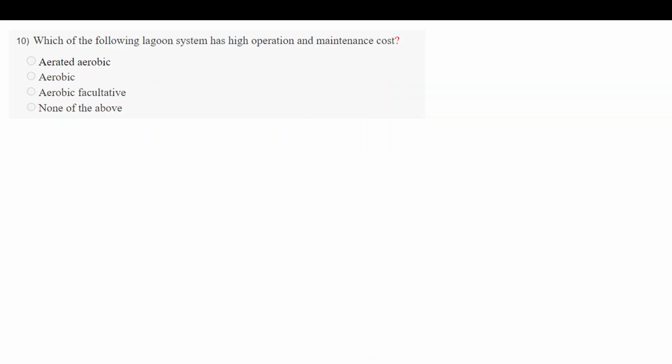I hope it is clear. And the last question here is: which of the following lagoon systems has high operation and maintenance cost? The answer for that is the aerated aerobic process. Why? Because for aeration you need to provide special equipment and diffusers which will provide aeration into the tank. So the aerated aerobic process requires high operation and maintenance cost.